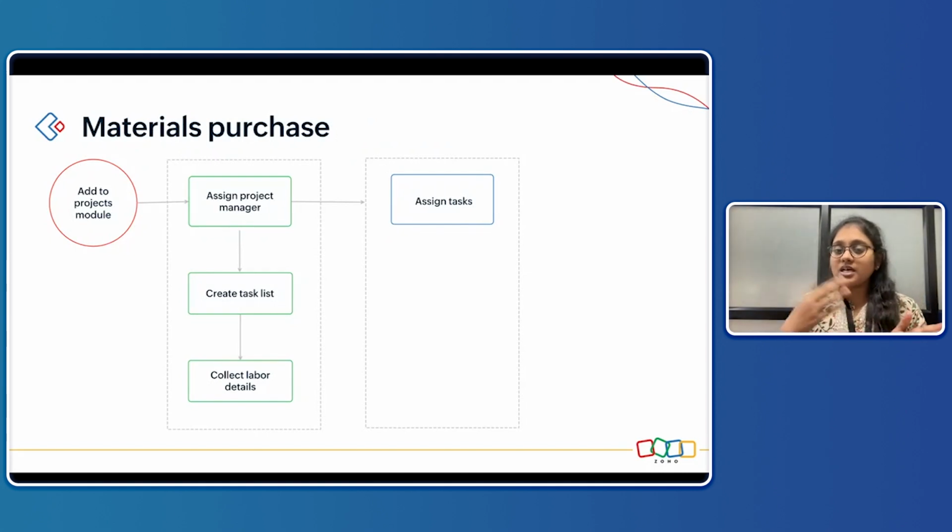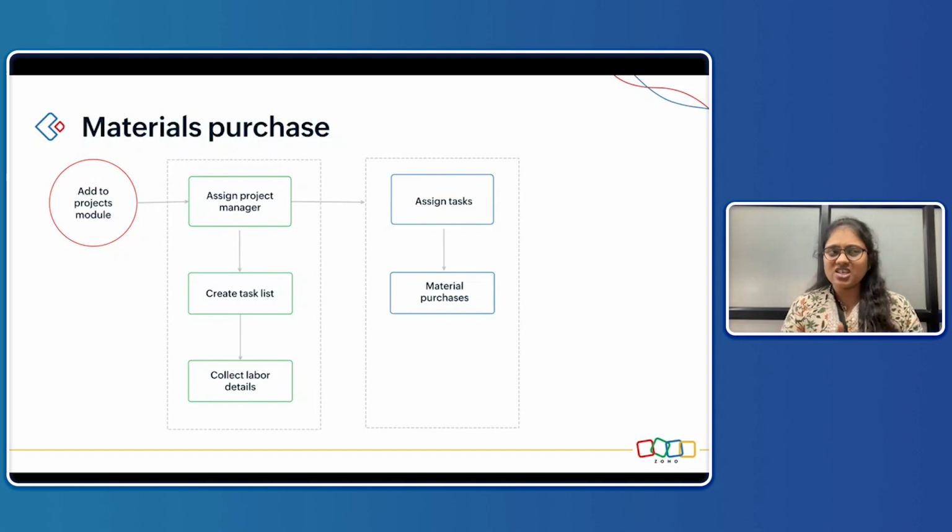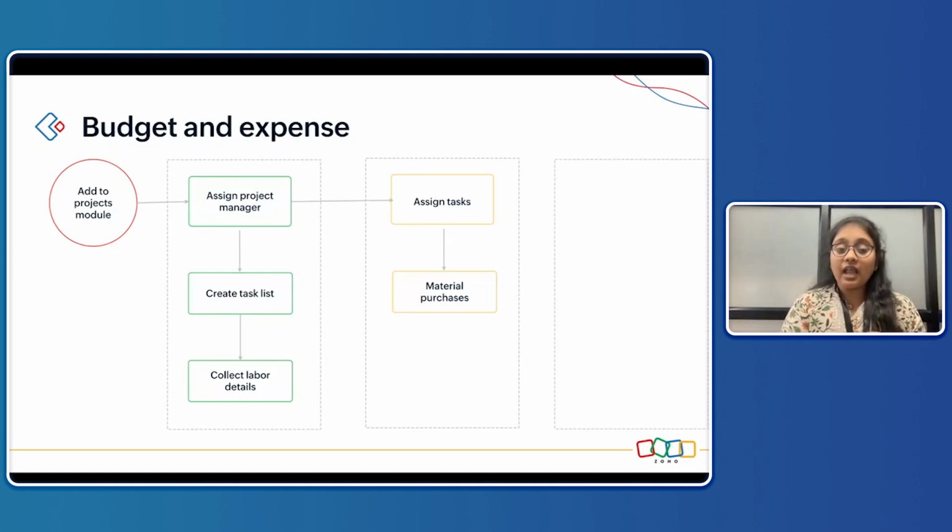Once the task is assigned to the laborers, we need the materials in order to start processing the construction work. So here comes the material purchase. Here, all the materials purchased from the vendors or the suppliers will be stored for expense tracking purposes. This is going to be done in this material purchase module.